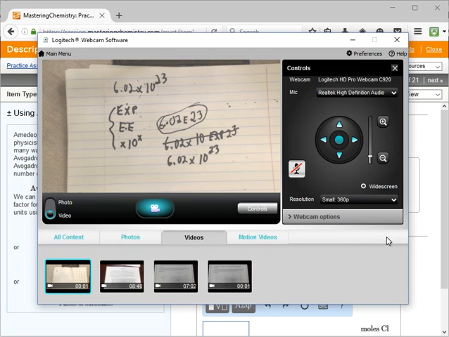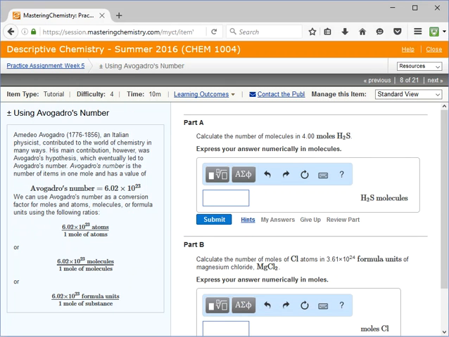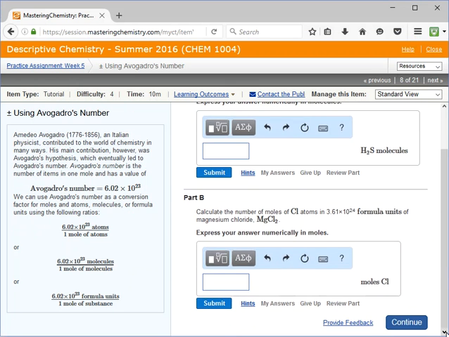Let's take a look at this question down here. Calculate the number of moles of chloride atoms in 3.61 times 10 to the 24th. Let's do magnesium atoms to start with, just to get my point across. Calculate the number of magnesium atoms in 3.61 times 10 to the 24th formula units of magnesium chloride. Why do we call it formula units here? Why do we do that? That's right, because it's ionic.